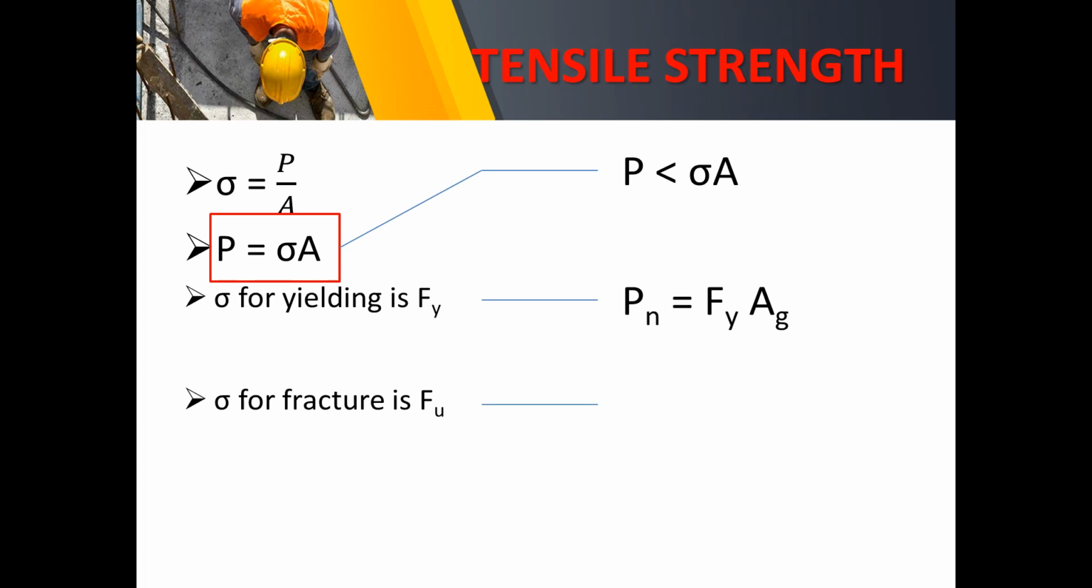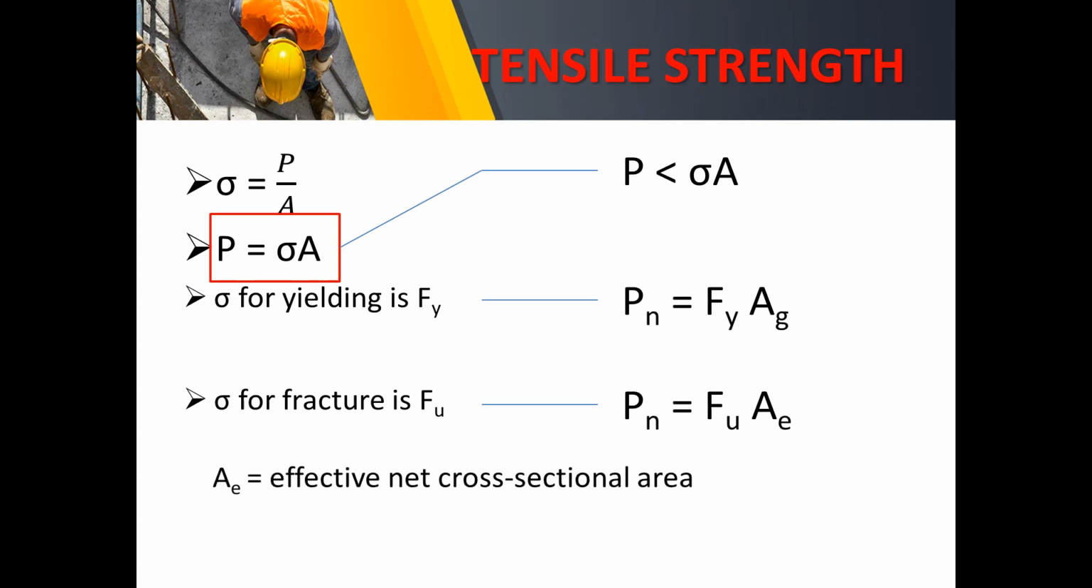While on the fracture, P sub n will just replace the sigma by Fu multiplied by the net area. The net area now is the reduced area because of the holes occupied by the bolt, and that is what we call the effective net cross-sectional area. The A sub G is the gross cross-sectional area.